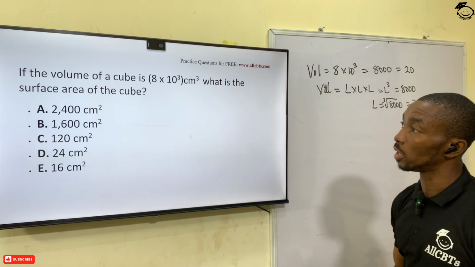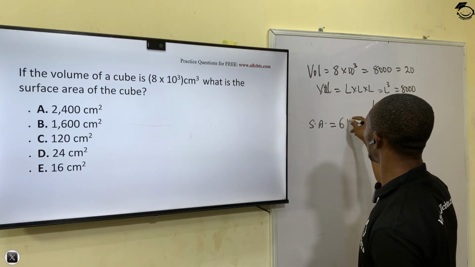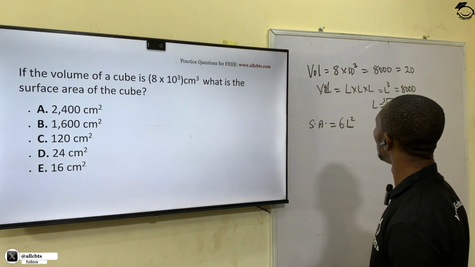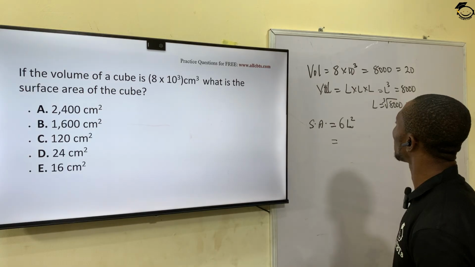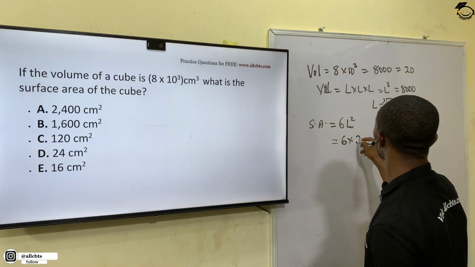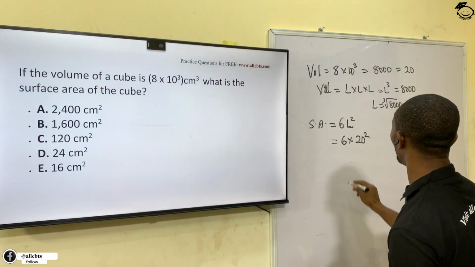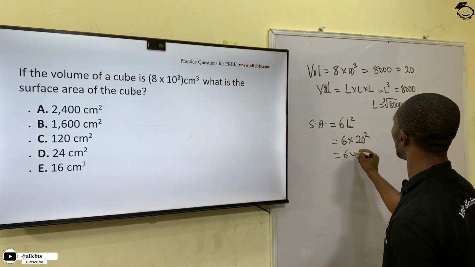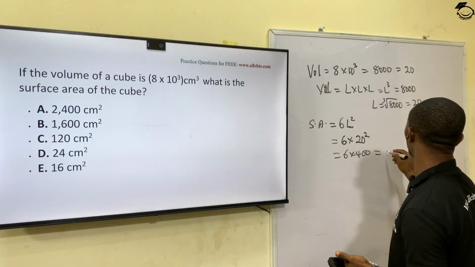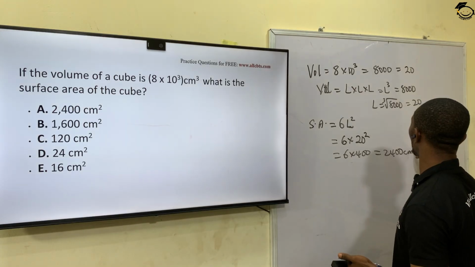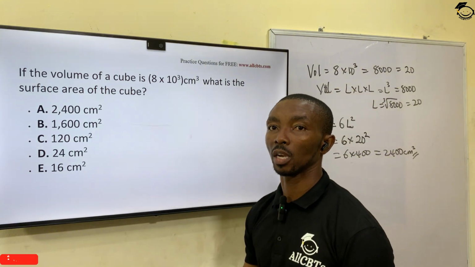Now, knowing that our length is 20, we have to find the surface area. So surface area of a cube equals 6L squared. Now, having it as 6L squared, this becomes 6 times 20 squared. And 20 squared is 400. So this gives us 6 times 400, which gives us 2,400 centimeters squared. So the surface area of the cube will be 2,400 centimeters squared.